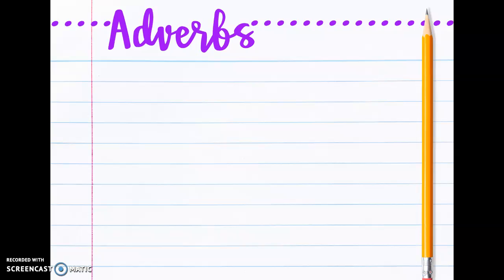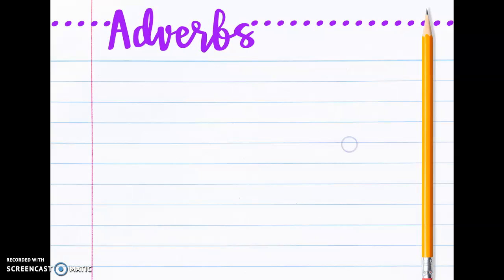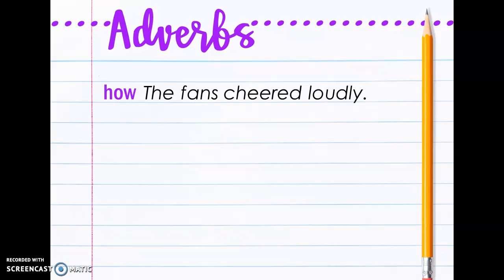Now we're going to talk about adverbs. An adverb describes or modifies a verb. Adverbs can also modify an adjective or another adverb. Adverbs can tell us how, where, when, how much, and how often. The fans cheered loudly. How did they cheer? Loudly.